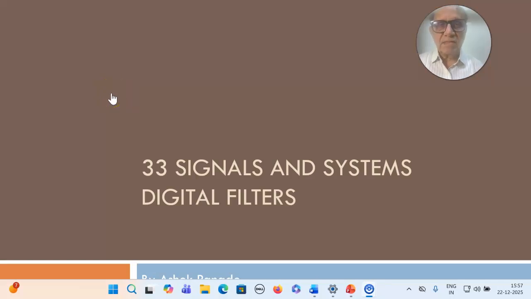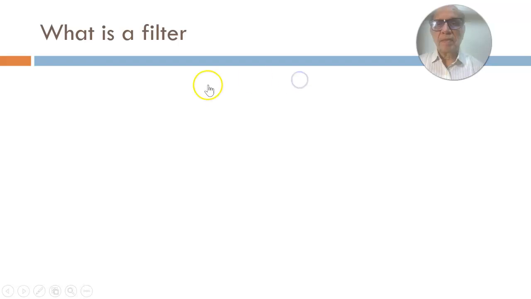So in this session on signals and systems, we are going to study digital filters. So let us start by answering the question, what is a filter? Now, the answers that we are giving will be applicable to both analog filters as well as digital filters. Although in this particular session we will be concentrating on digital filters, some of the concepts are common, so I'll be pointing that out from time to time. Okay, so what is a filter?